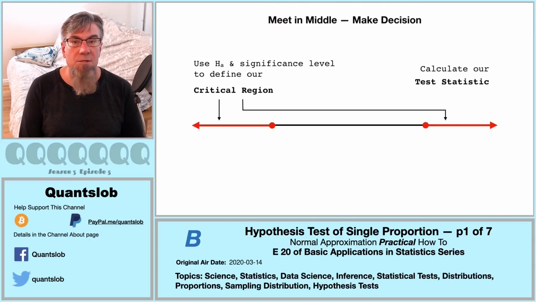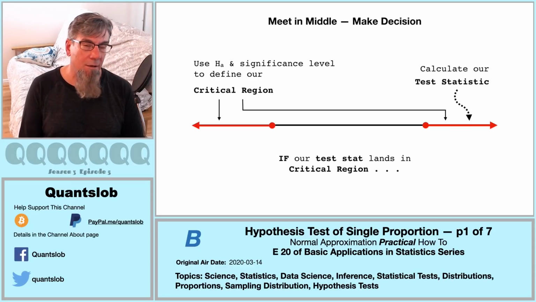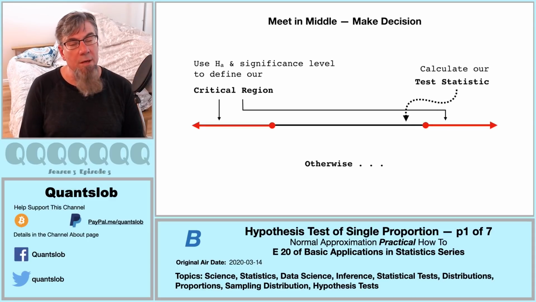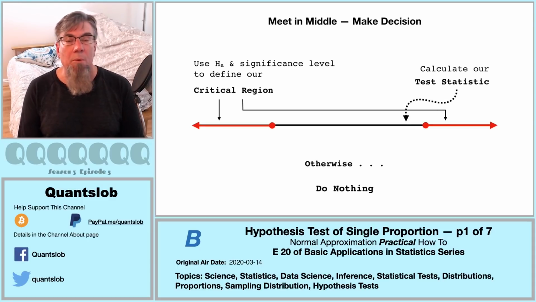Does our calculated test statistic land in the critical region? If so, we reject our null hypothesis in favor of our alternative hypothesis. Otherwise, if our calculated test statistic lands outside our critical region, we do nothing. So what we're going to do here is set up a simple example of using the normal approximation to perform a statistical hypothesis test of a single population proportion.